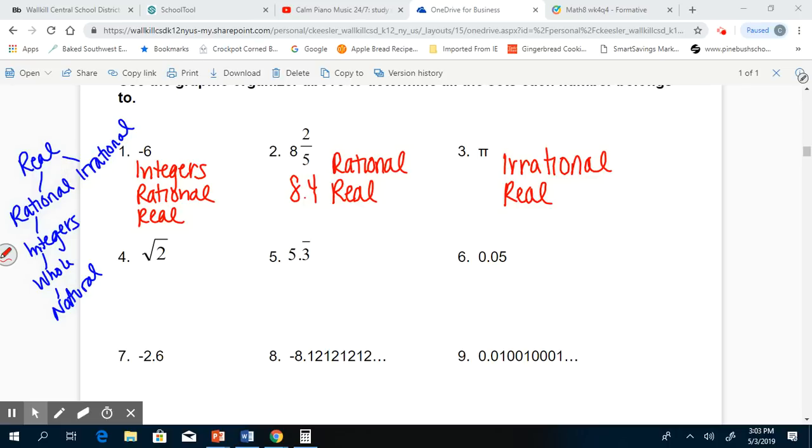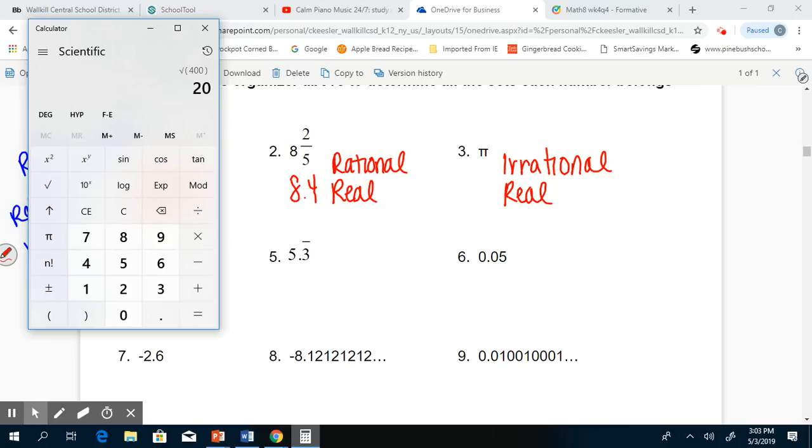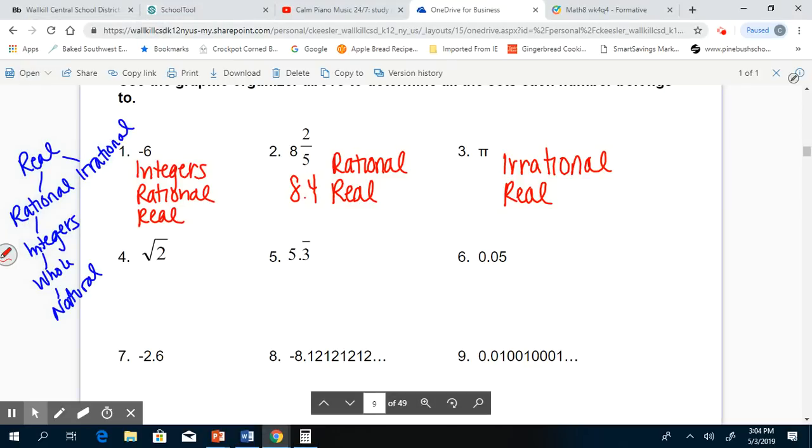Okay, next we have the square root of 2. If you take your calculator and do the square root of 2, you get a non-repeating, non-terminating decimal. So it cannot be written as a fraction. So it is irrational and, once again, real.